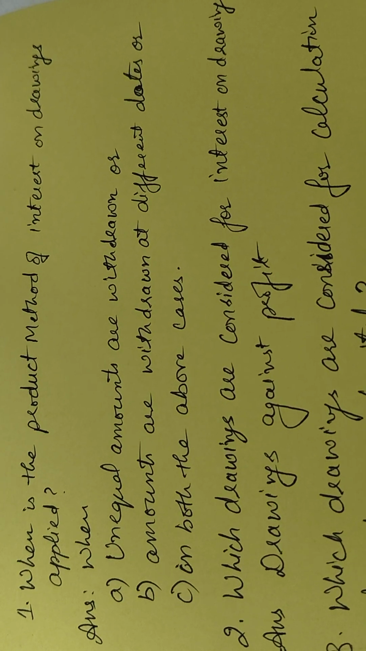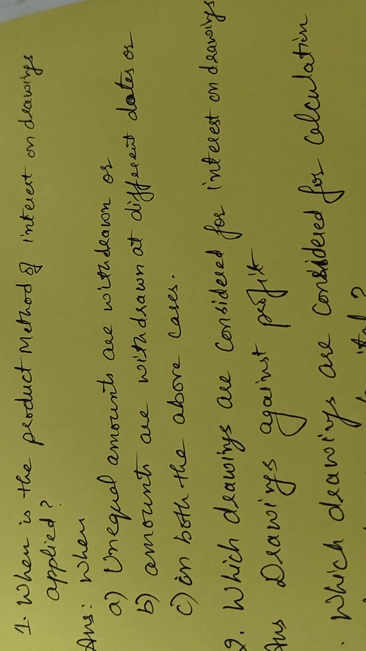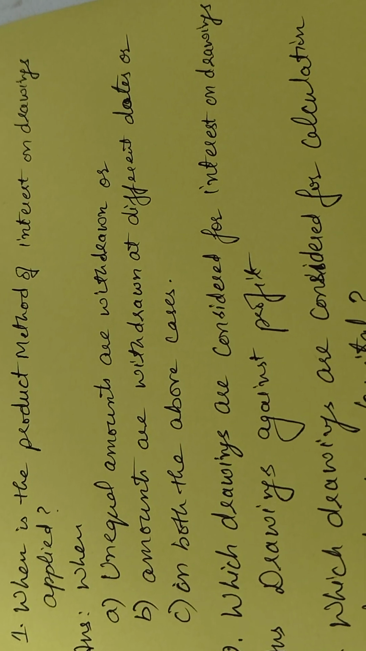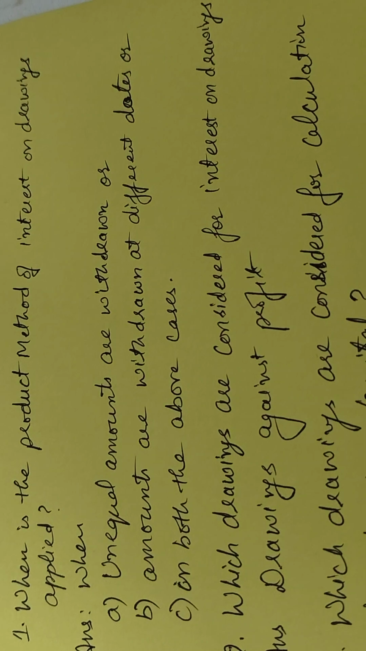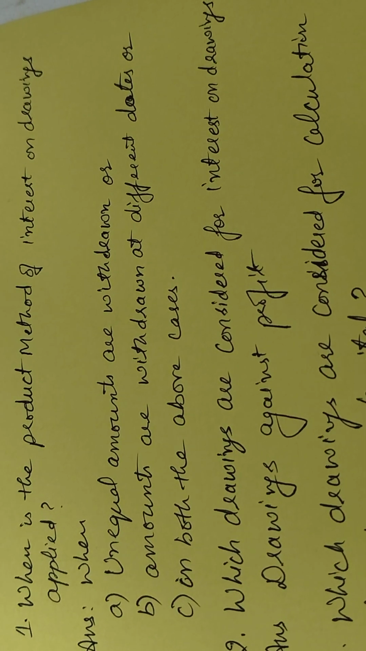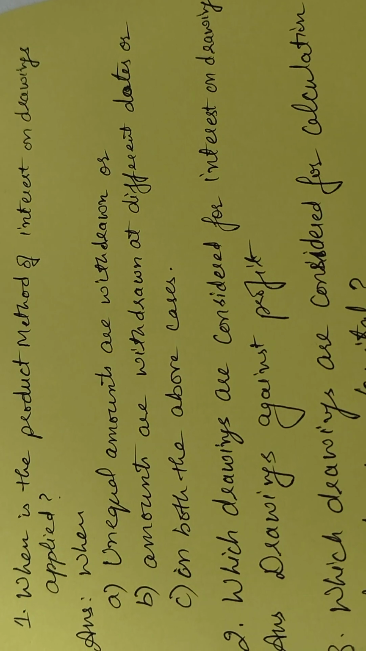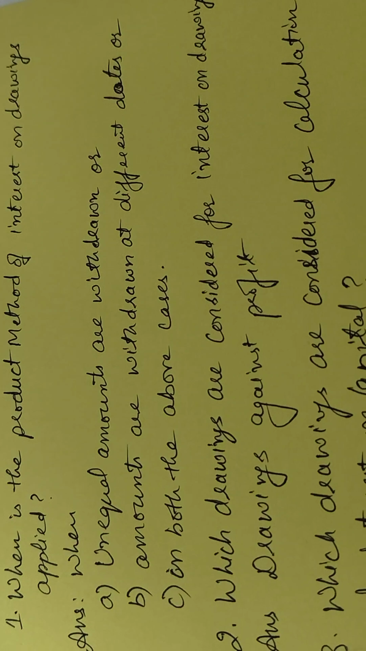There are a few more theory questions which I'll discuss in today's video. First is when the product method of interest on drawing is applied. Interest on drawing is normally calculated on the basis of average, or on the basis of the beginning of the month, end of the month, or at the quarter basis or half year basis.